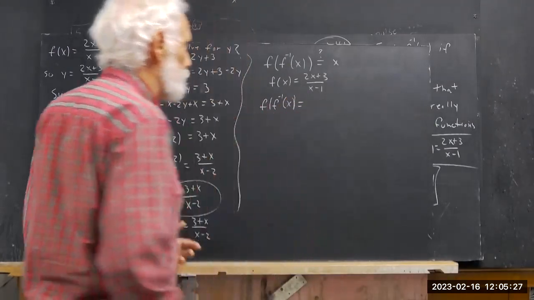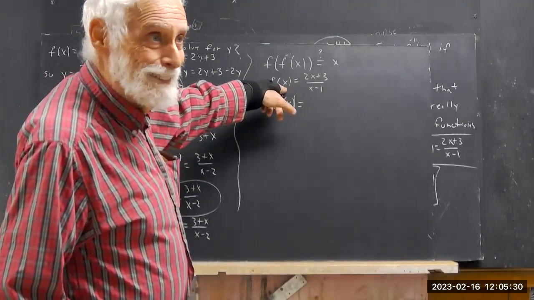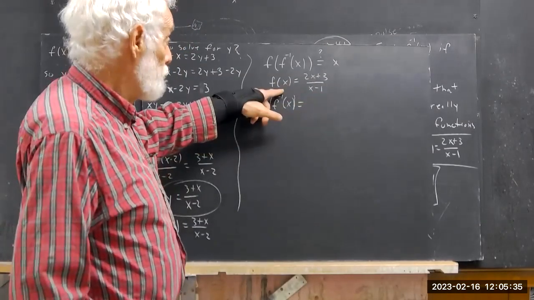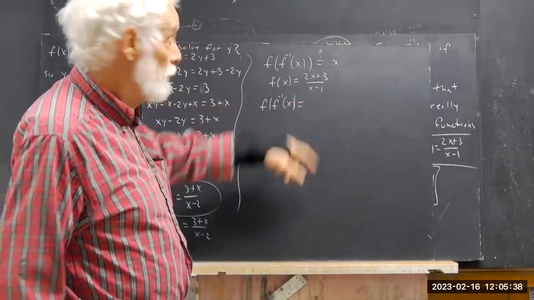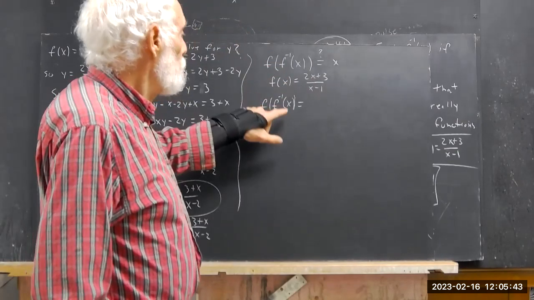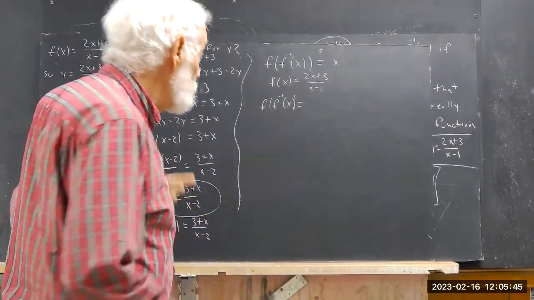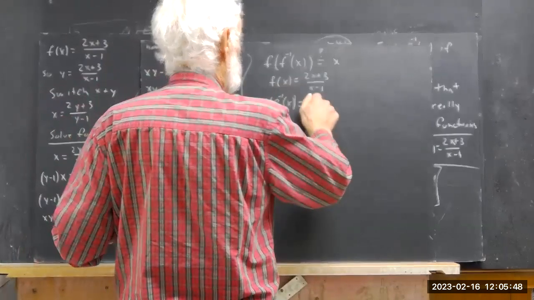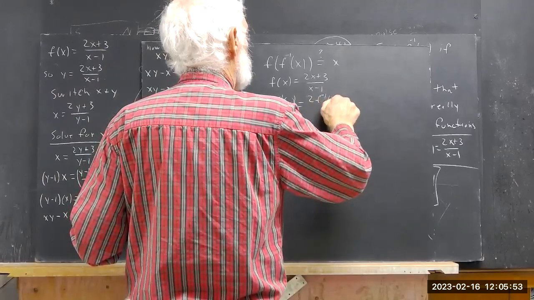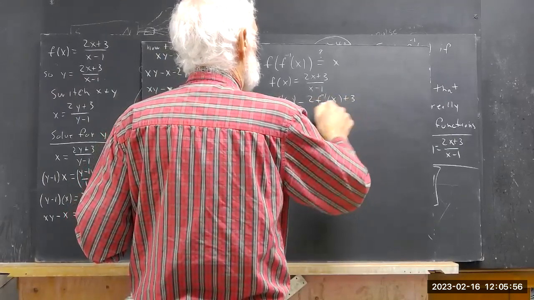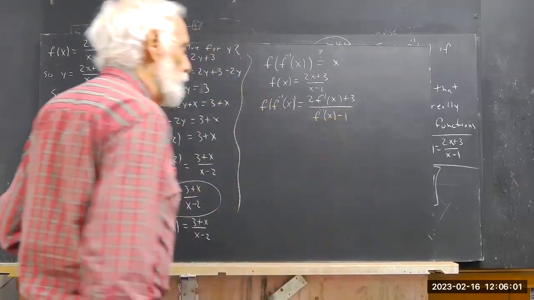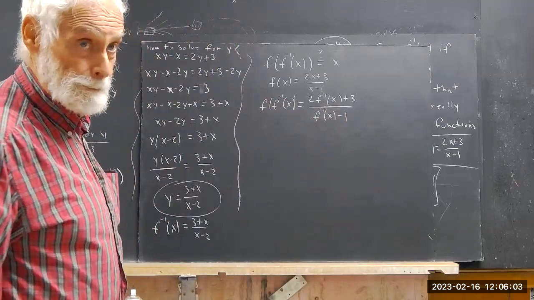At this stage, you can ask me, well, what's f of r bar? Well, it's 2 r bar plus 3 over r bar minus 1, isn't it? Because if you replace x with r bar, you replace x with r bar. If you're replacing x with f inverse of x, you're going to replace x with f inverse of x, and you're going to write 2 f inverse of x plus 3 over f inverse of x minus 1.